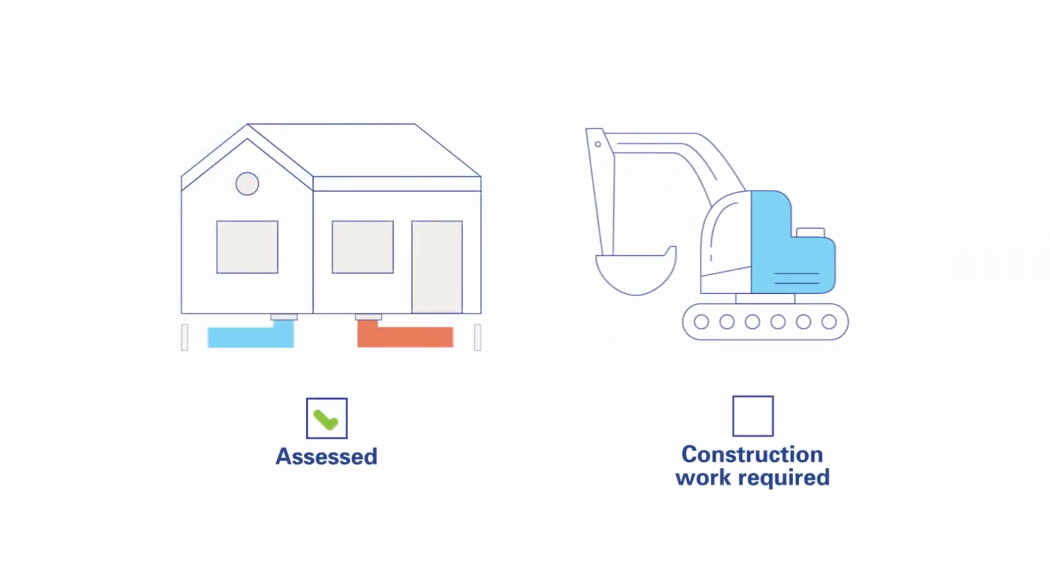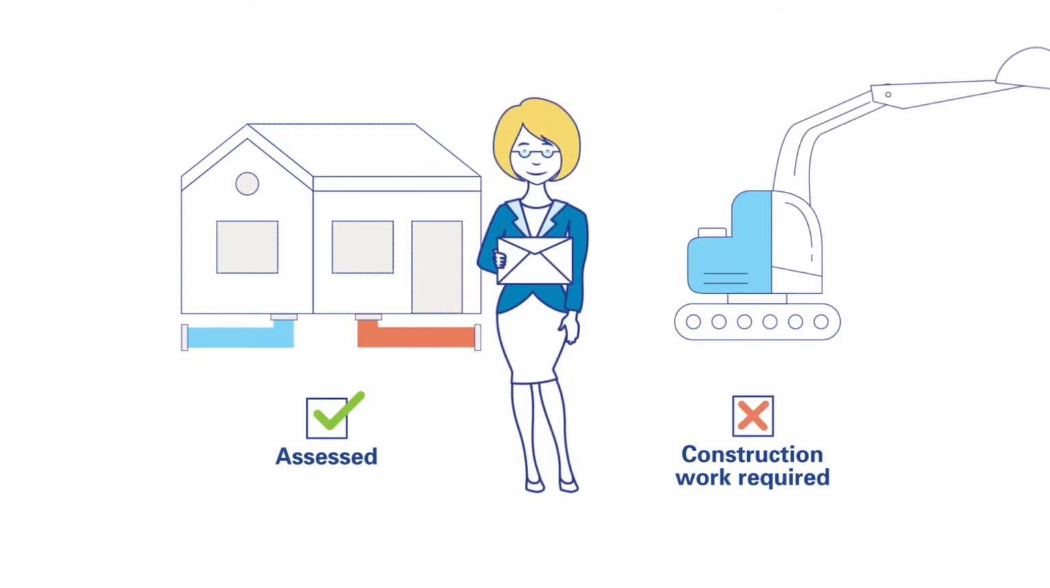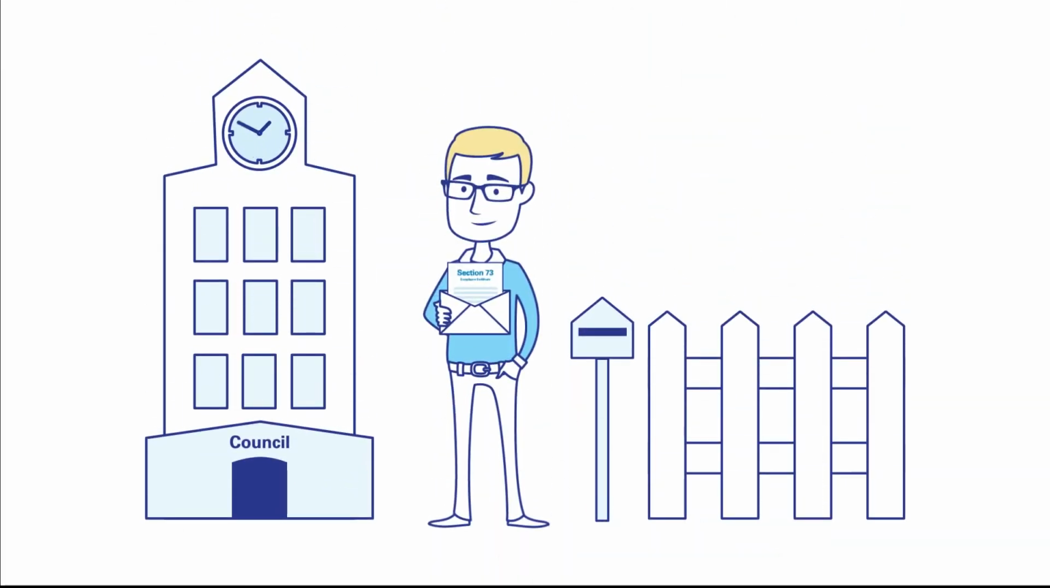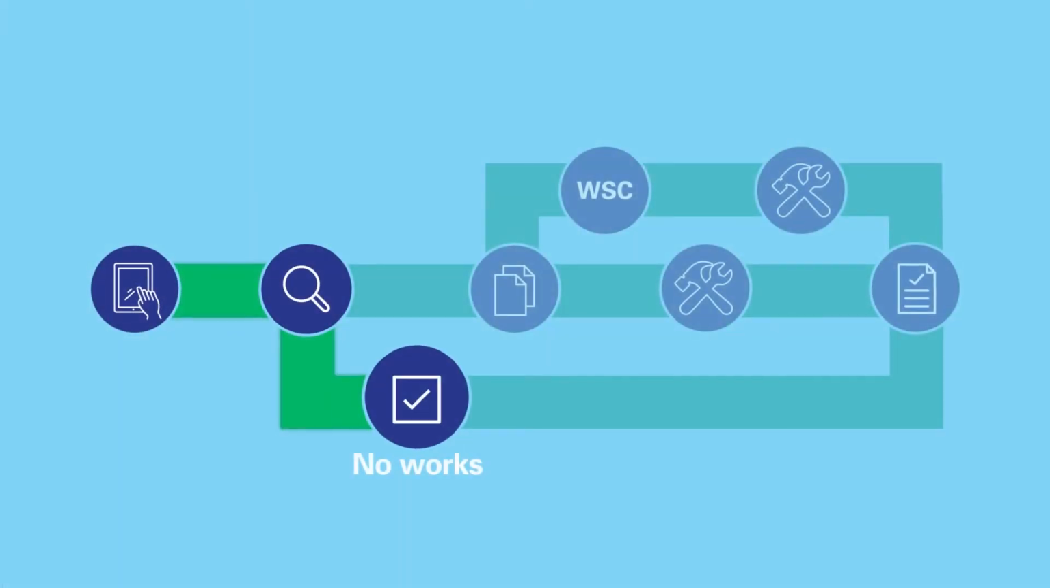If all the connections are there already and you don't need any construction work, your case manager will confirm this in a letter. At the same time, we'll send your Section 73 certificate for you to give to council. And that's your application finished.